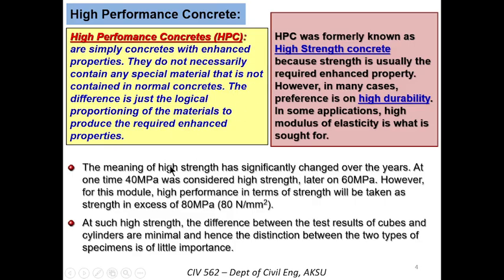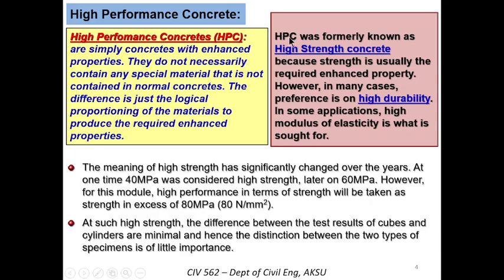Now, high performance concrete also usually has high strength. In terms of strength, there was a time that 40 megapascal was considered high strength. Later on, 60 megapascal was considered high strength. But with the improvements and innovations in the concrete industry, what is considered high strength for this lesson is concrete in excess of 80 megapascal. At such a strength, the difference between cube strength and cylindrical strength is negligible. So you don't even need to say whether it's fck or fcu, they are the same at that high strength.